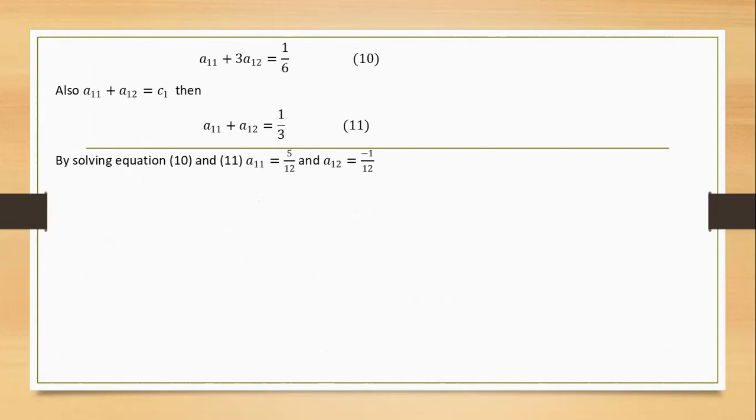And we also know that C1 equals A11 plus A12 from our Butcher tableau. My C1 equals alpha, which equals 1 over 3. I call this equation 11. Then if I solve equation 10 and equation 11 together simultaneously, I will see that A11 equals 5 over 12 and A12 equals minus 1 over 12. At the end of the day, my new Butcher tableau for this problem will now be this, which is what they asked us to do.